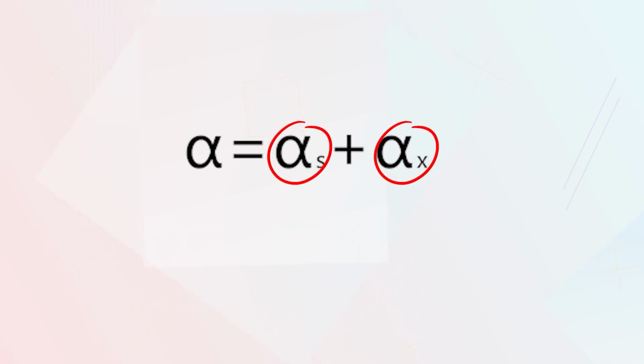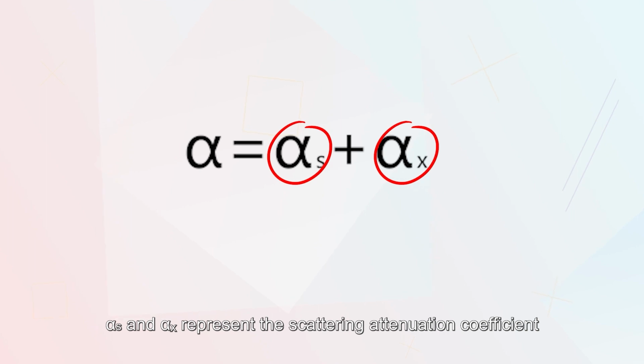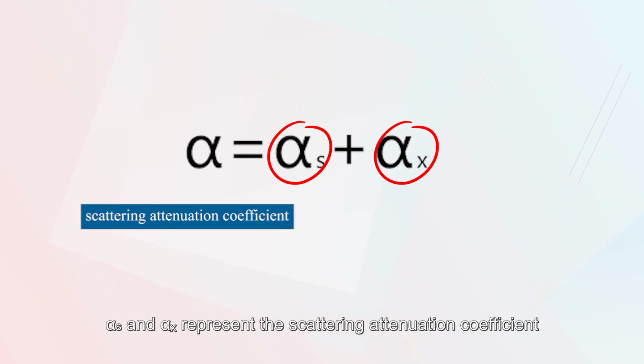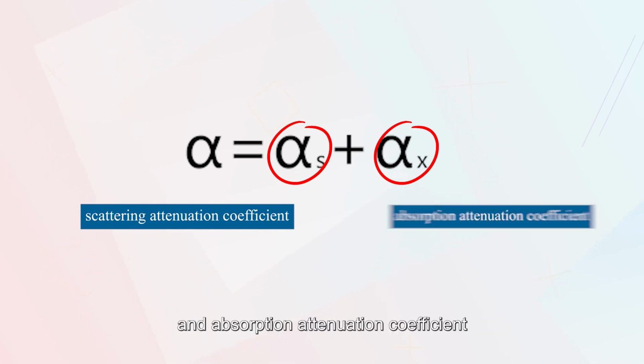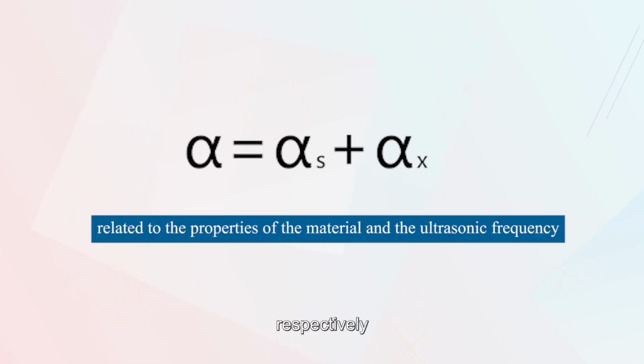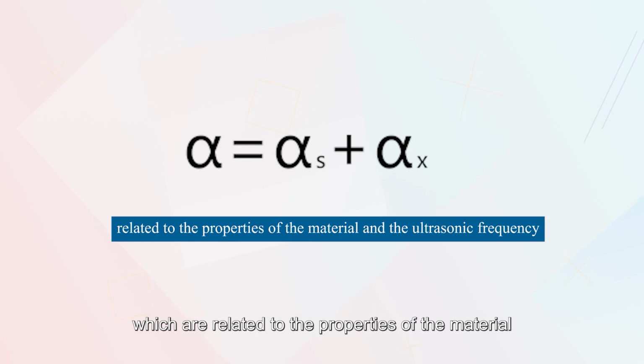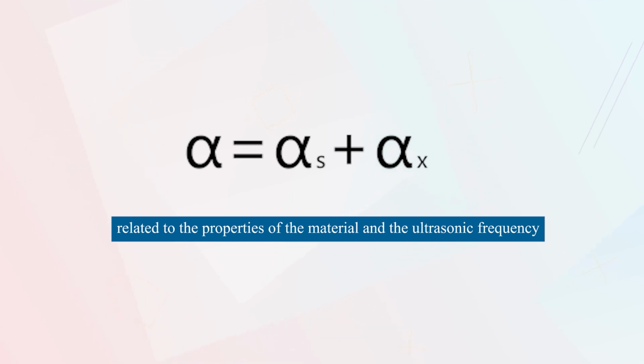That is, alpha is equal to alpha S plus alpha X, multiplied by... where alpha S and alpha X represent the scattering attenuation coefficient and absorption attenuation coefficient, respectively, which are related to the properties of the material and ultrasonic frequency.